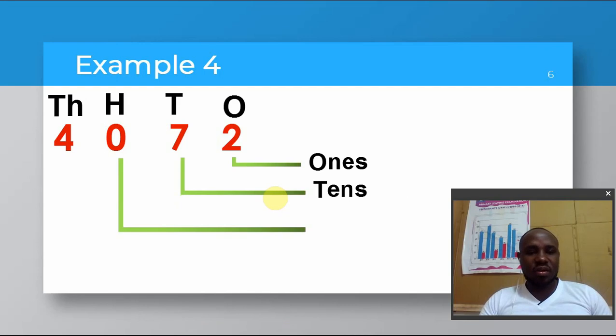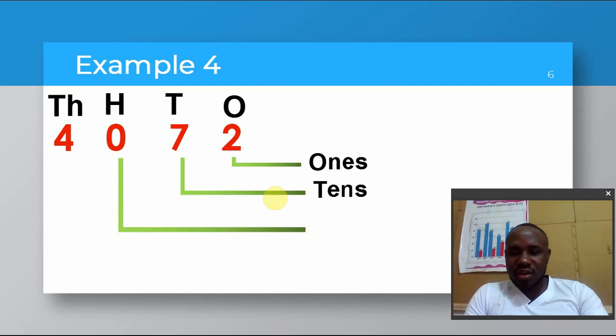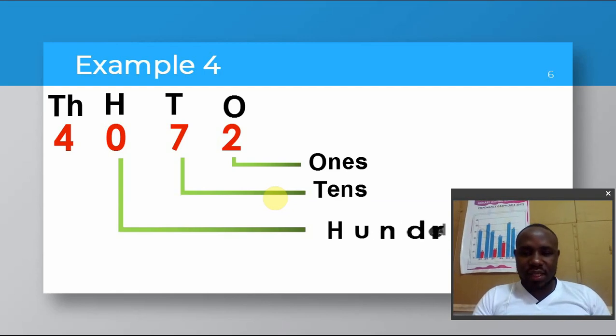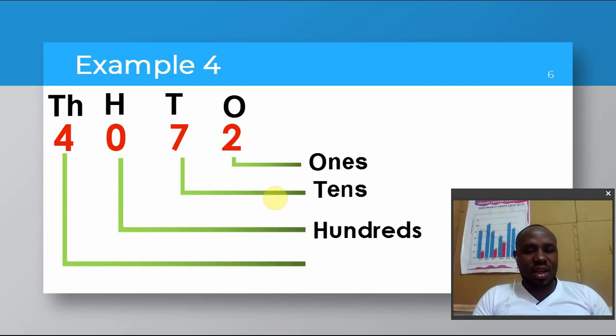Okay, let's go. The last one, 0. What is the place value of 0? The place value of 0 is hundreds. Therefore, we are going to write hundreds here, like that: H-U-N-D-R-E-D-S, hundreds. Okay, then the last one is there, and we have said it is called thousands.